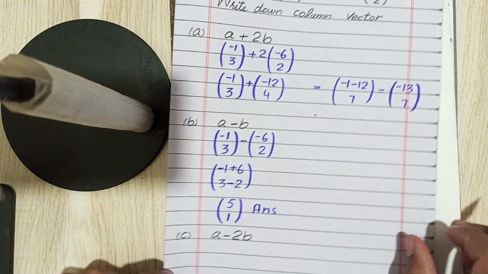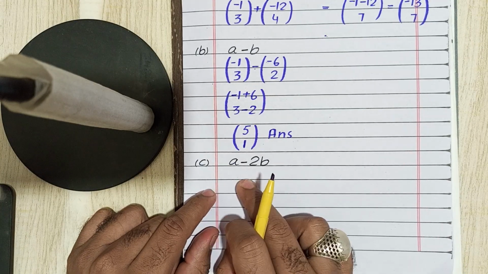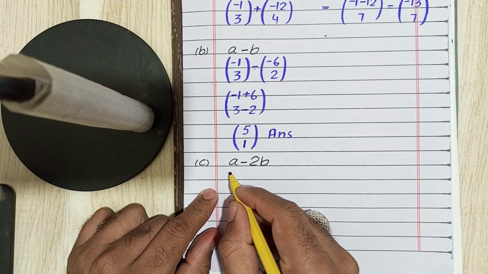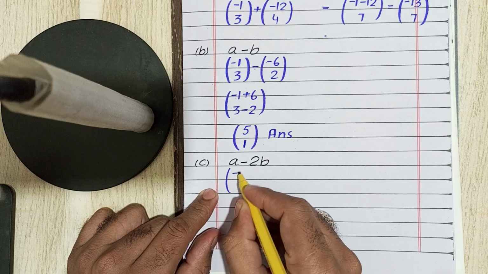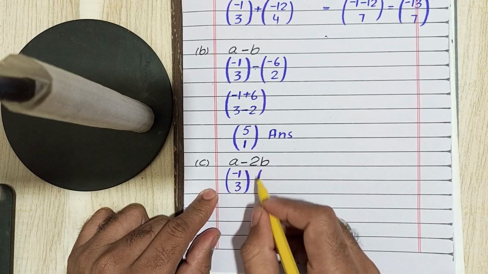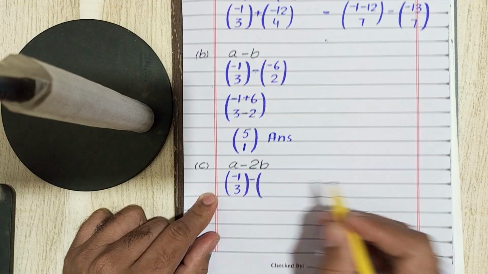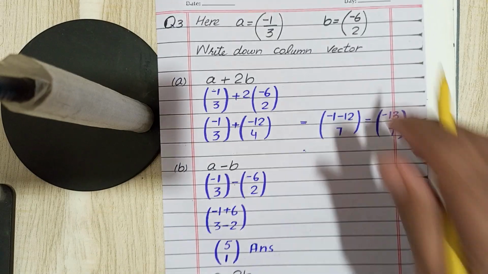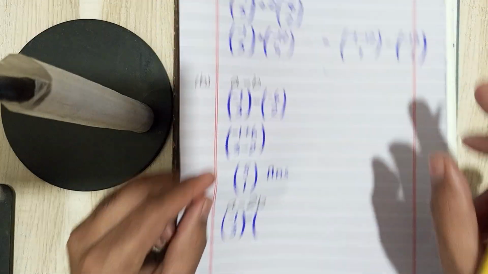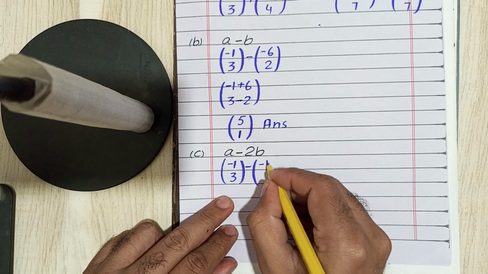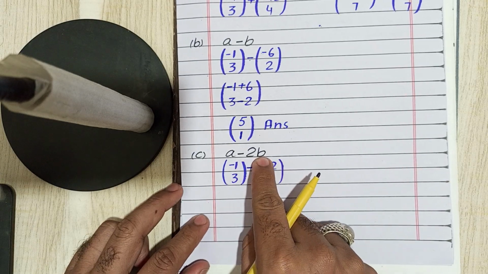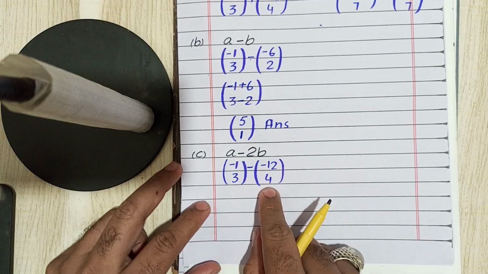So this is our final answer. Now our next question, in part C, we have A minus 2B. Here we write the value of column vector A. Column vector A has -1 and 3. And here we have -2. Now we multiply 2 with B. If we multiply 2 with -6, we have -12 and 4. So here we write -12 and here we have 4. We directly multiply column vector B with 2, then our answer is -12 and 4.